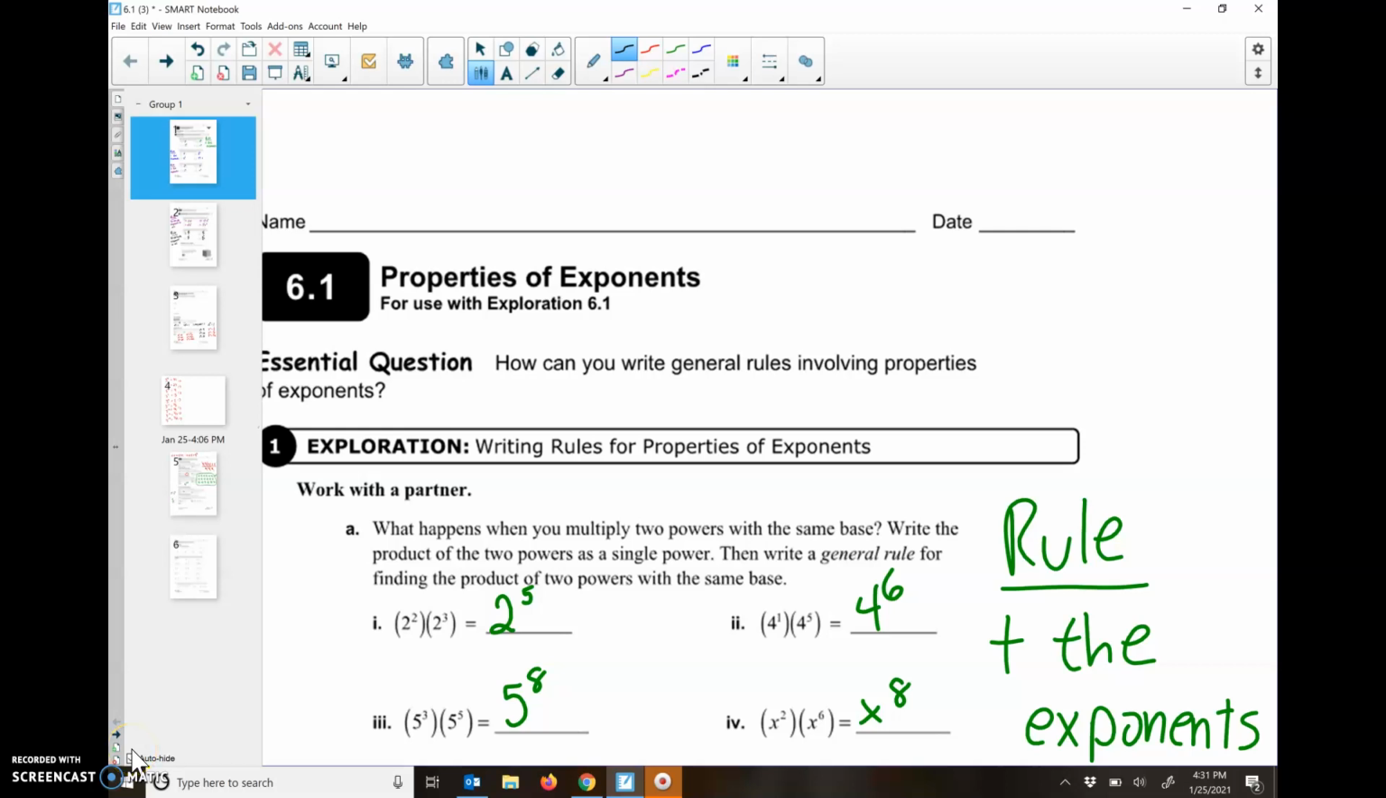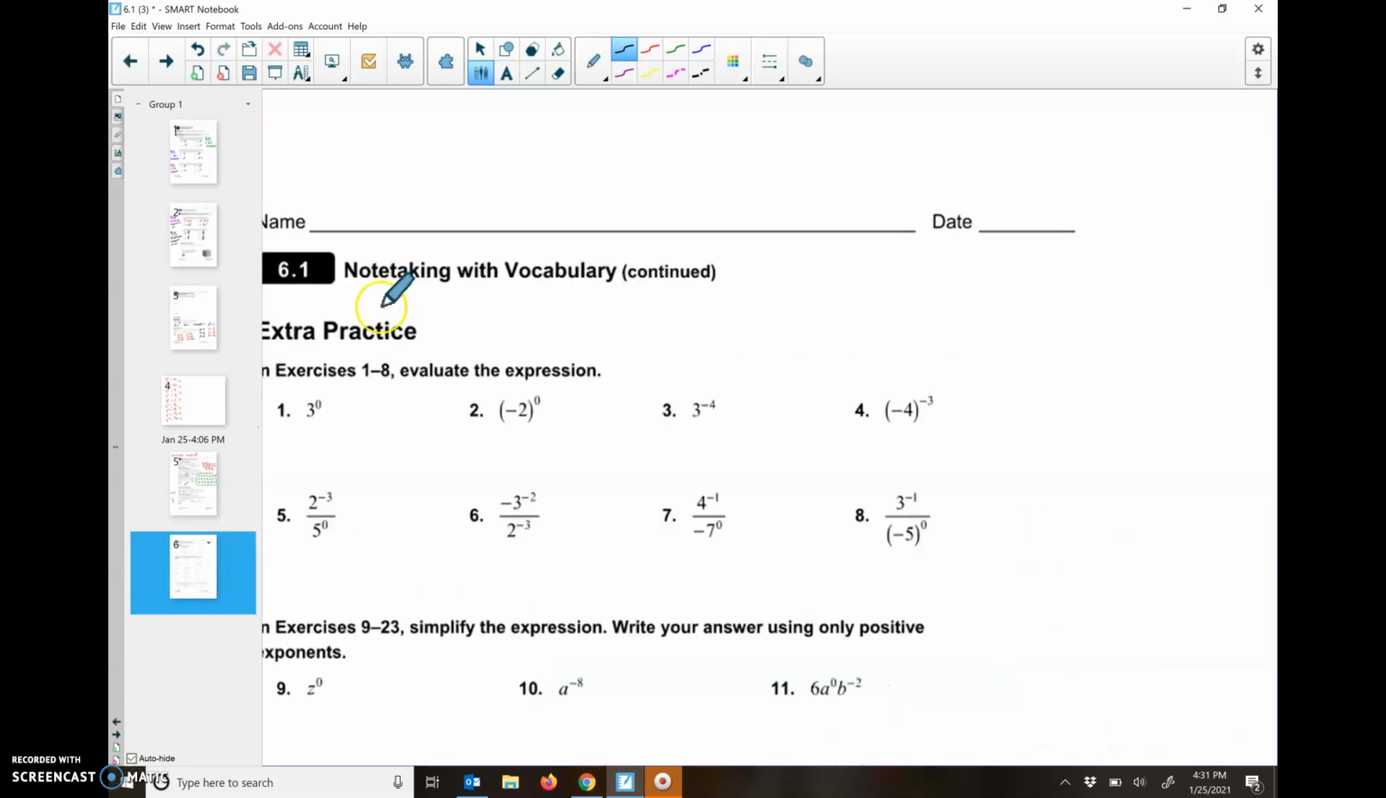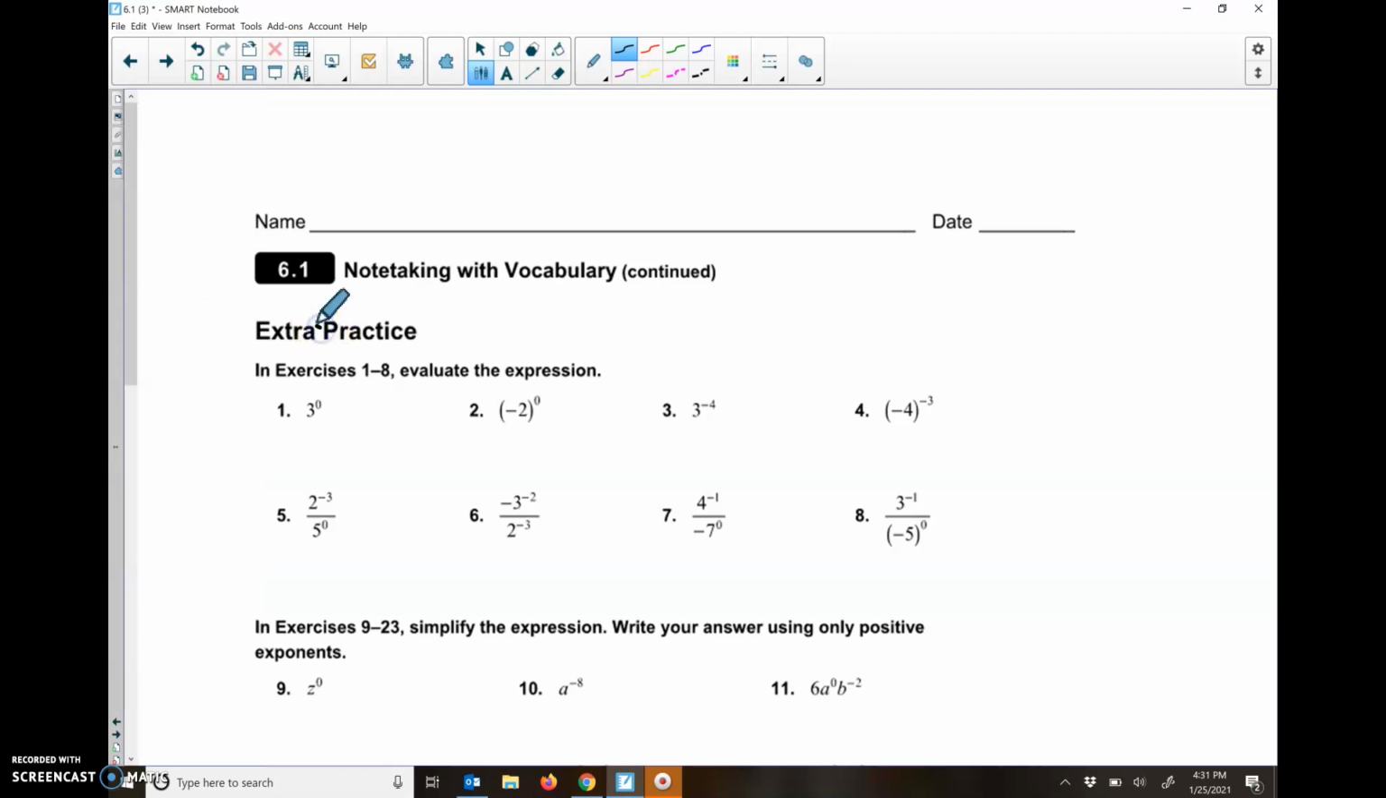So 6.1 properties of exponents. If you're just watching this one first, I would go back and watch part 1. We're going to go through some of these problems in our note packet here. They're all kind of a little different.